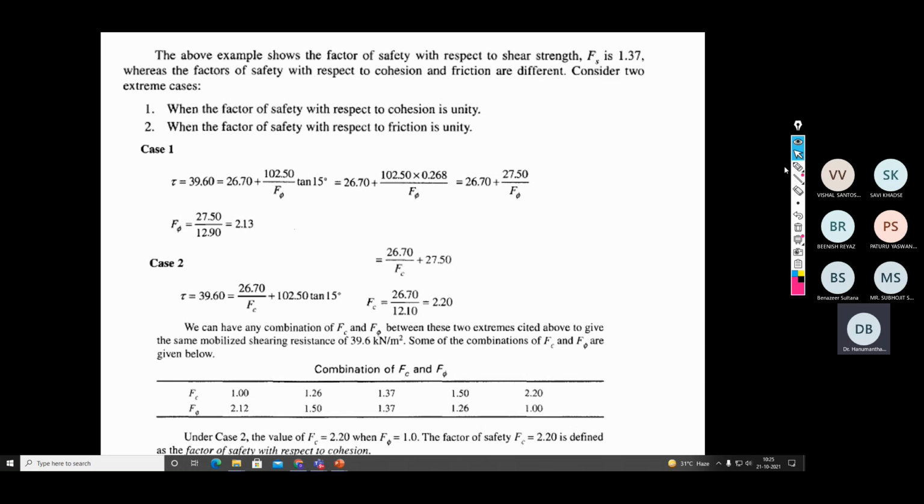Anyhow, this is only the initial. So let us take some more examples, then you can understand in a much better way. Okay, so any other question?